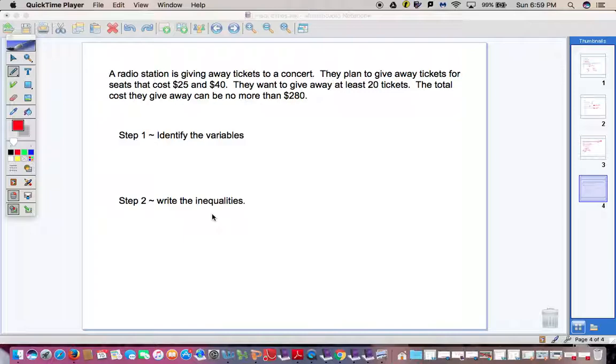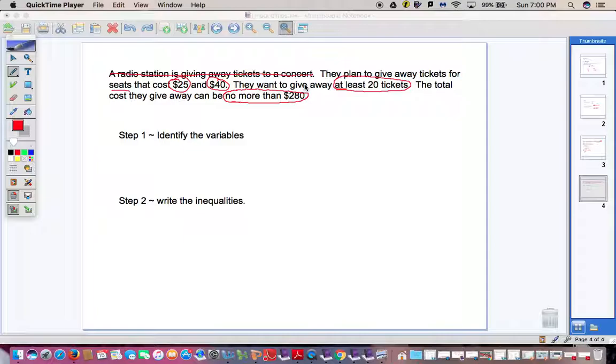So let's figure out what the important information is here. Well, a radio station is giving away tickets to a concert. That's great, but that's not necessary info. They plan to give away tickets for seats that cost $25 and $40. Now that is important information. The seats cost both $25 and $40. And they want to give away at least 20 tickets. And the total cost they give away can be no more than $280.